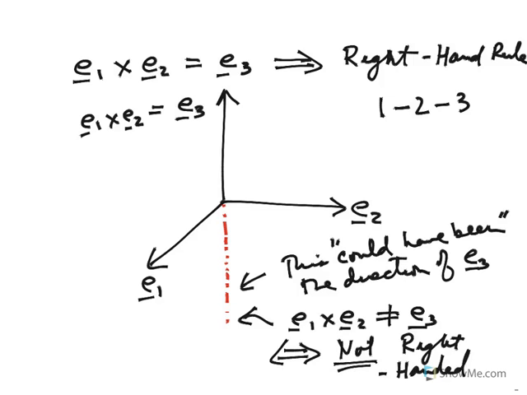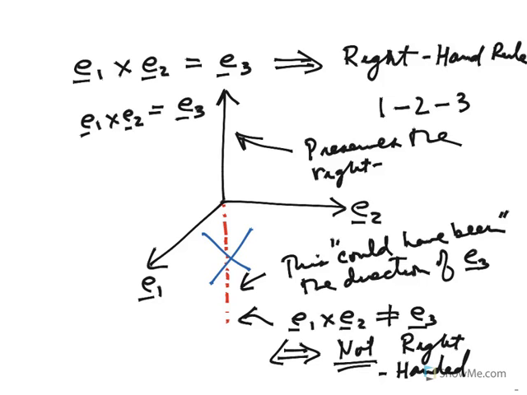All right? So I'm going to rule this out. So let's just cross this out in blue. So we're not choosing that. We're choosing the one that I drew originally, which is the one that preserves the right-hand rule. Okay? So now, once I have that, I can actually do things with it.